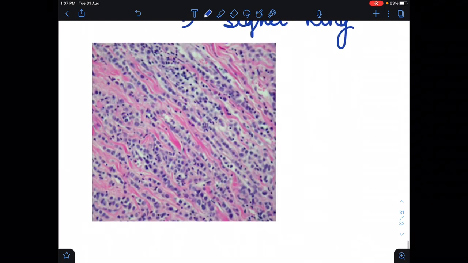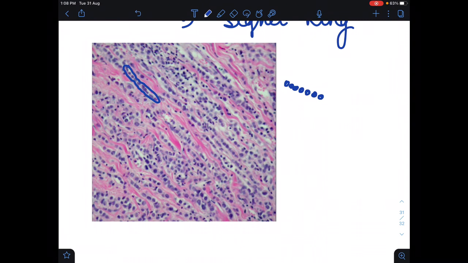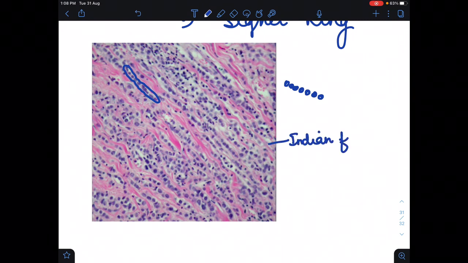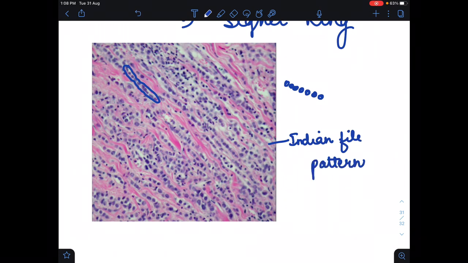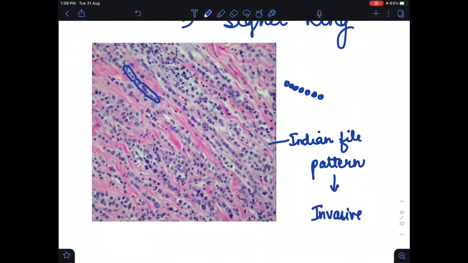On the microscope image, as you see here, we see an Indian file pattern, because one cell is following the other cell like this. As we see here, the cells are following each other, so it is an Indian file pattern. And Indian file pattern is seen in invasive lobular carcinoma of the breast.